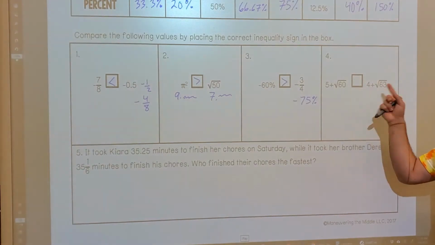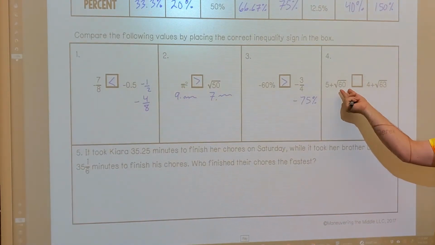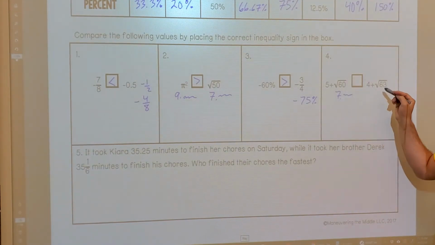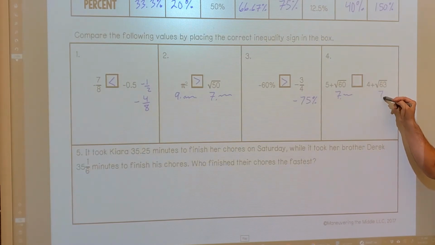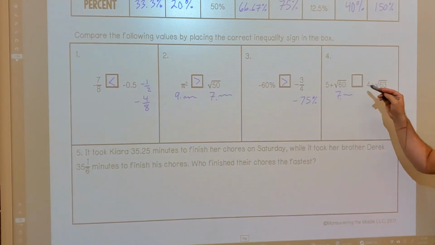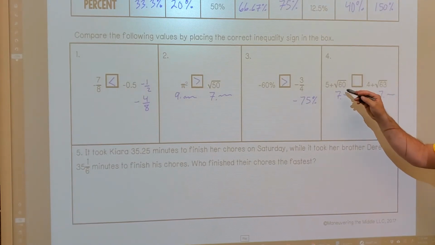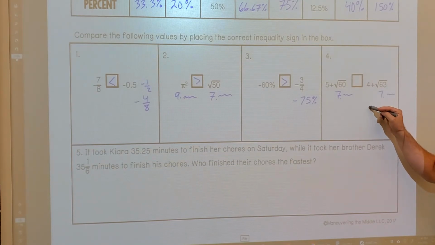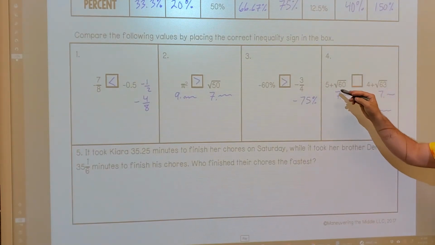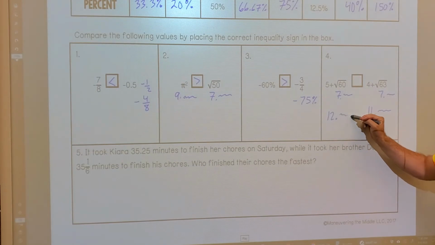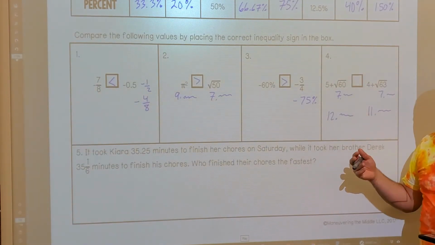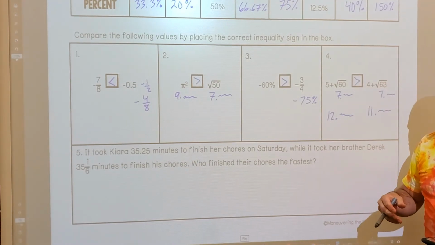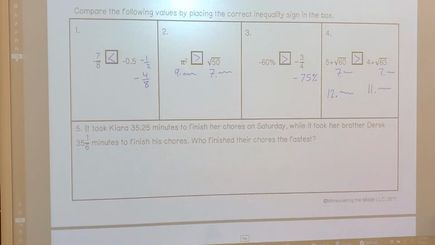Okay, this one's tricky, but square root of 60 is going to be 7 point something. Square root of 63 is also going to be 7 point something. It's a little bigger than that one, right? This one's closer to 8 than this one is. Okay, but this is 4 plus 7 point something, so that's 11 point something. And 5 plus 7 is 12 point something. So without even having to find the actual values, we can find that this one is bigger.